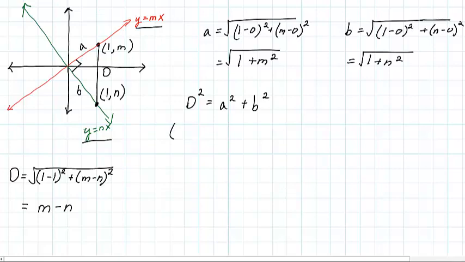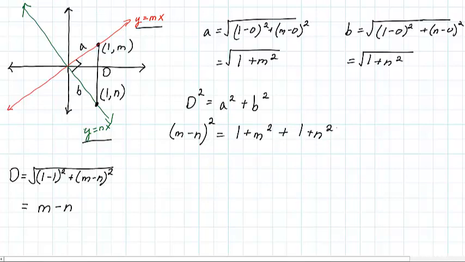So what is d squared? It's this m minus n squared. And a squared and b squared are just what you have under the radical, because the radical and the square will cancel. So this is 1 plus m squared plus 1 plus n squared.